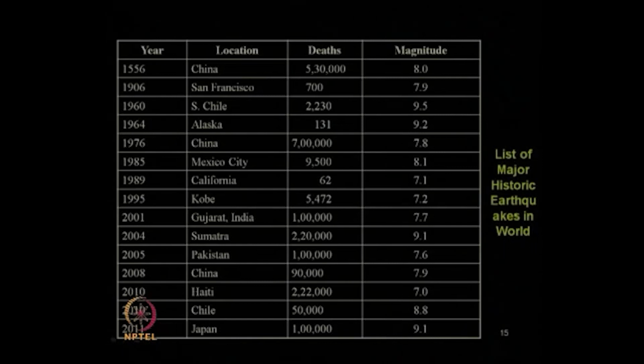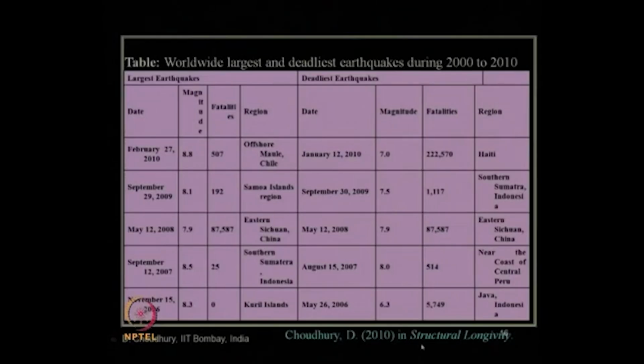Then we have seen a list of major historic earthquakes around the world. There are several large earthquakes, some of them are listed over here. You can see the latest one I have mentioned is the 2011 Japan earthquake, where the number of deaths was more than a lakh as per official record, and magnitude was 9.1. Then we have discussed the world's largest and deadliest earthquakes during the period of year 2000 to 2010. And all the details, as I have mentioned, are available in this paper in the journal Structural Longevity in 2010.